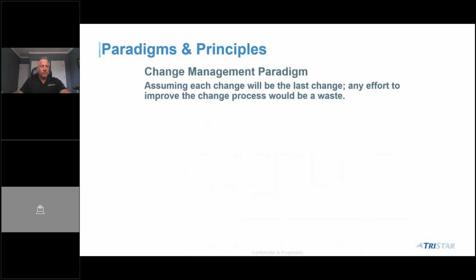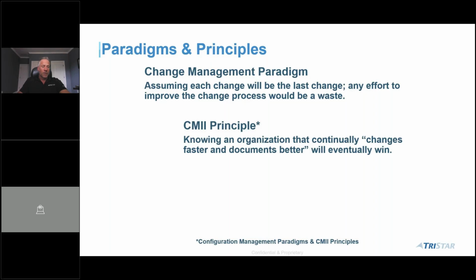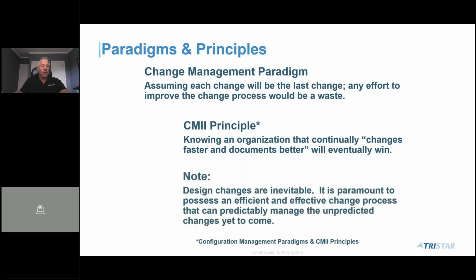So the next principle is assuming each change will be the last. And as we all know, products ever evolve. You get input from your customers, input from manufacturing on how to make those products better, right? And it really becomes a CI effort for all product design. And so knowing that an organization will continually change and document better, right? This is the key principle, is knowing that's when organizations win, is when they're able to do that. And so design changes, we'll tell you, are inevitable, and it's paramount, right, in the process and efficiency to do this in a very predictable way.